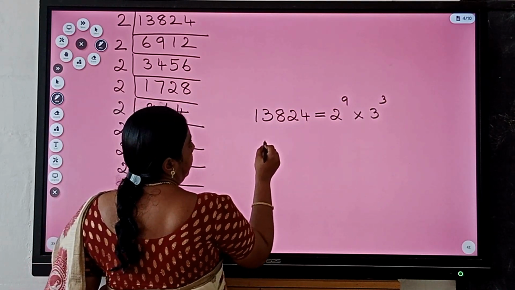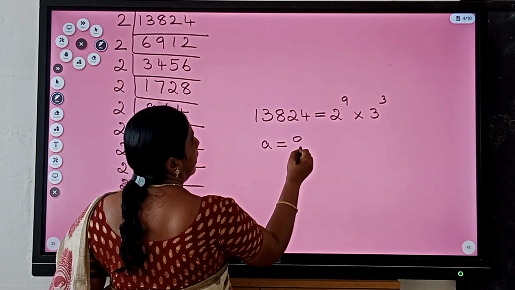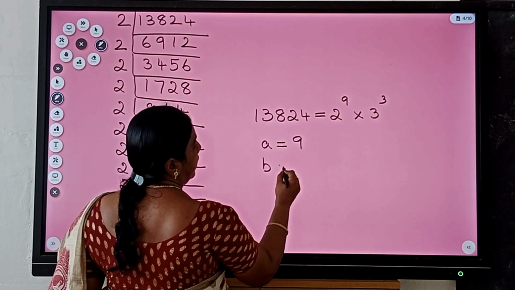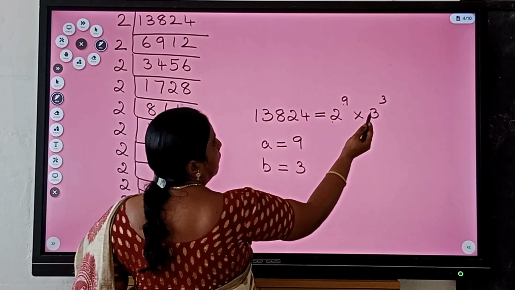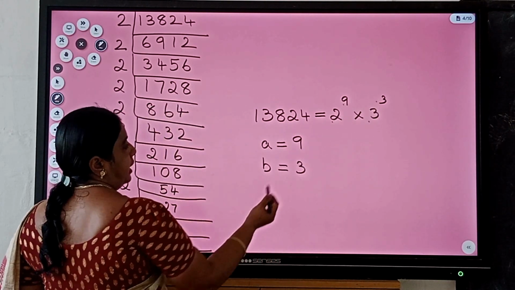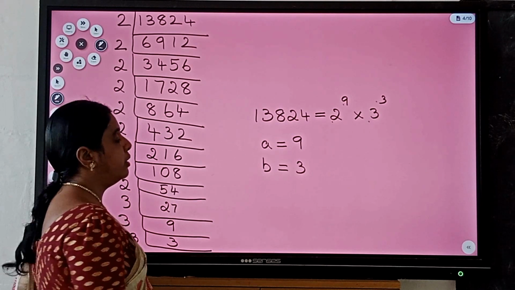So in the place of A you have 9, and in the place of B we have 3. The power of 2 is 9 and the power of 3 is 3. So that is what we have to find out.